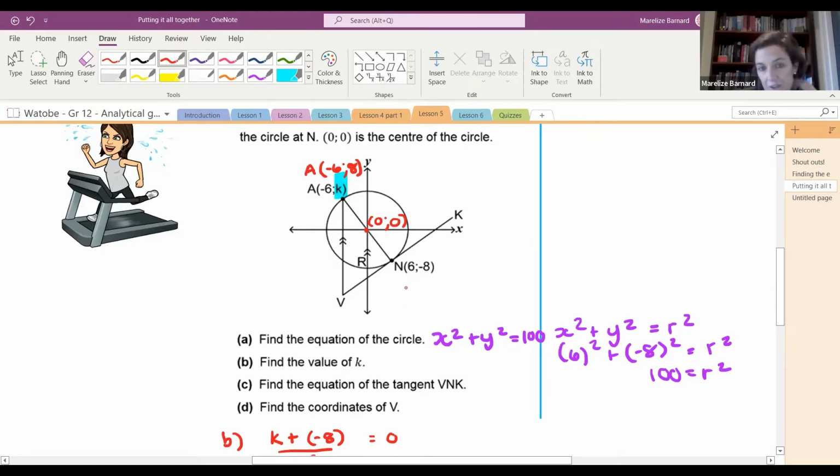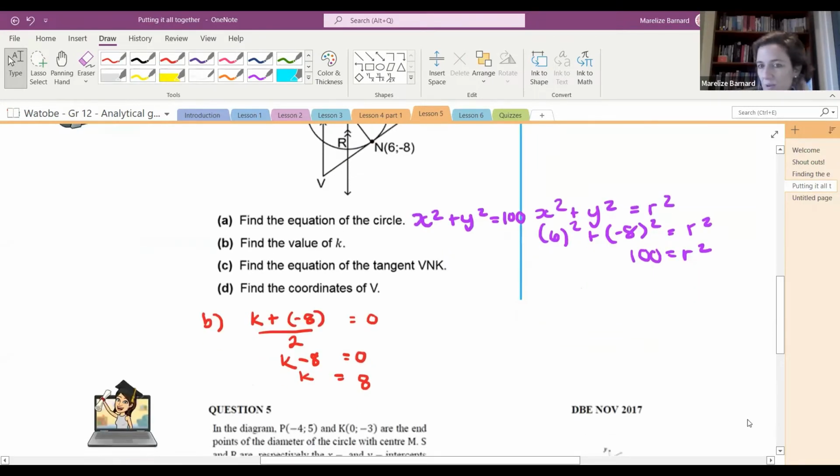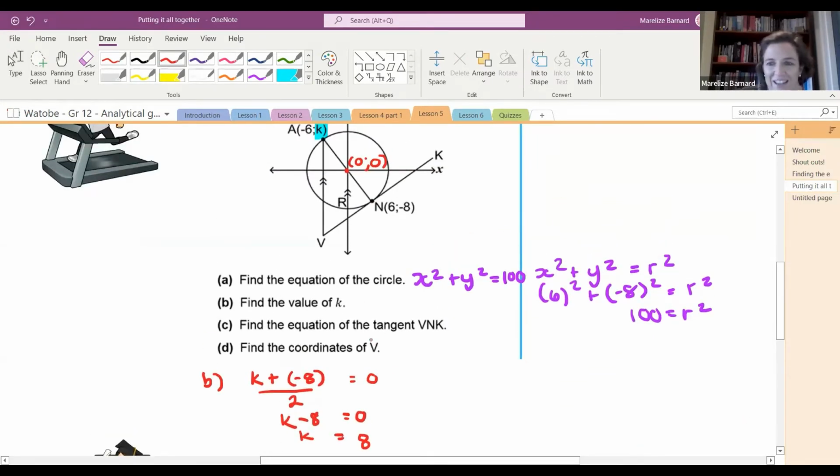Okay, now we have to find the equation of the tangent VNK. Okay, back to equation of the tangent. I think you guys can do this with your eyes closed by now. Or I hope so, at least. So the equation of the tangent, we need to find the gradient.